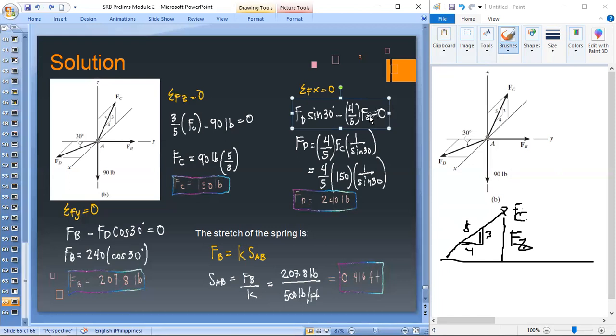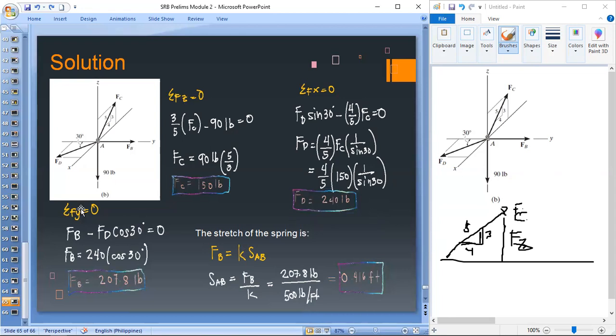So, FD, so, transpose lang. So, 4/5 times FC minus 1 over sine 30, is equals to 4/5 times 150 times 1 over your sine 30 degree. So, you'll get your FD. So, FD ka na agad, okay?